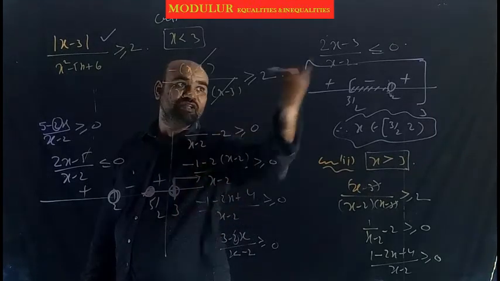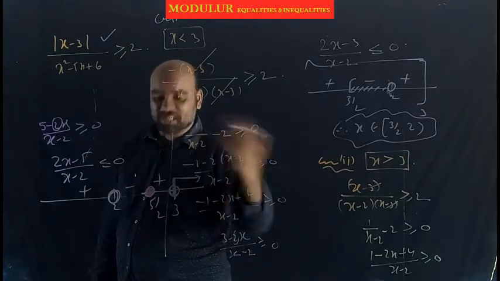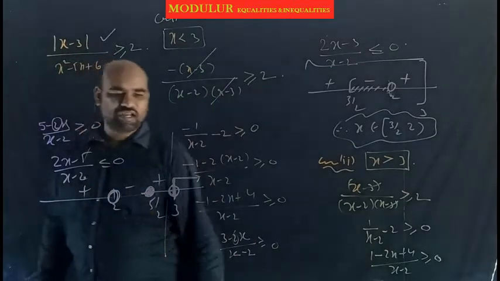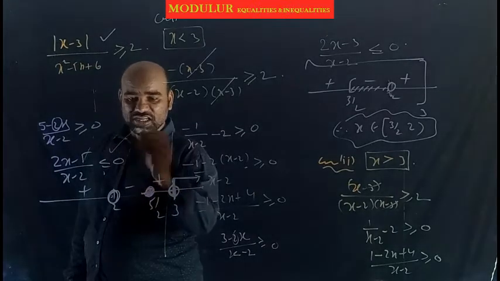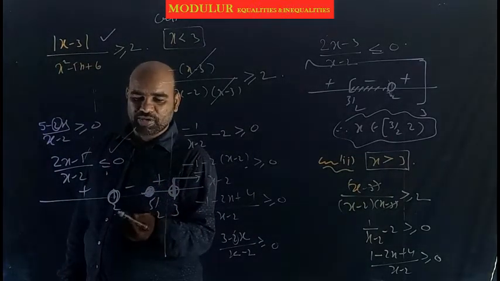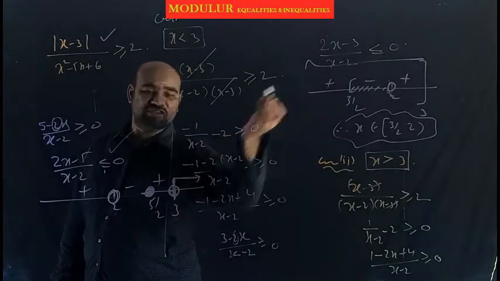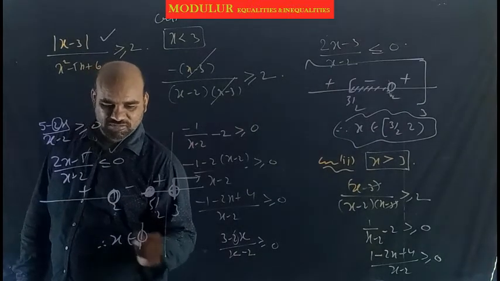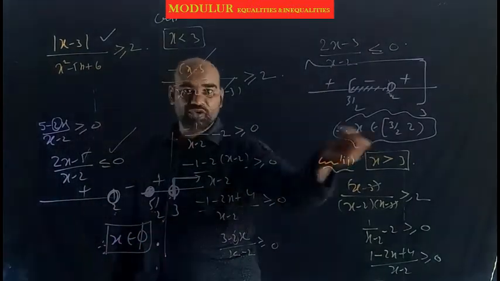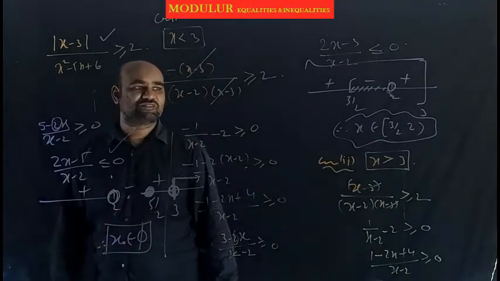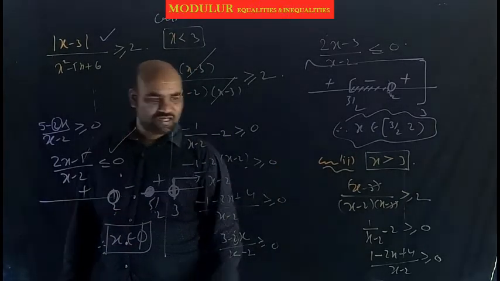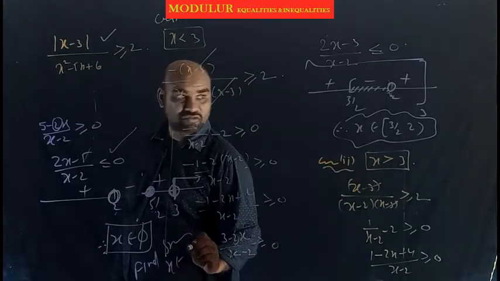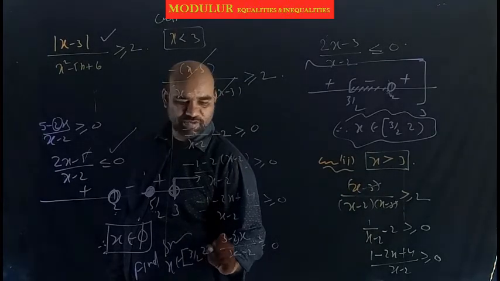The domain is saying that your x should be greater than 3. But what you got here are the values between 2 and 5 by 2, open 2 to closed 5 by 2. But the domain says x should be greater than 3. That's why no intersection. Therefore, x belongs to the empty set here. This and this should be unioned. The union is nothing but x belongs to closed 3 by 2, open 2. Final solution: x belongs to closed 3 by 2, open 2.